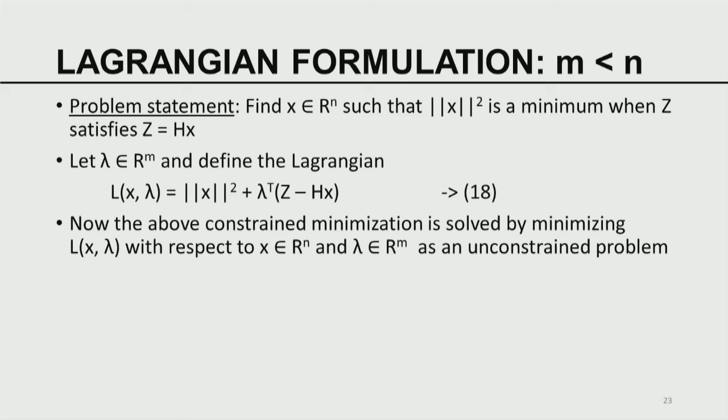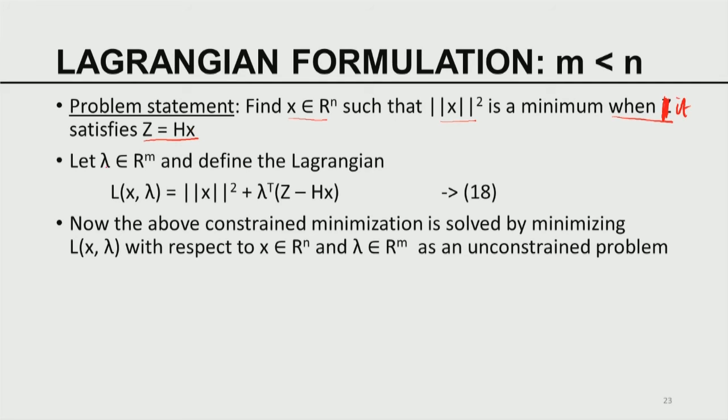So, what is the problem statement? How do I state the new version of the problem? Find the vector x belonging to R^n such that its norm is the minimum. Look at that now. I am not interested in any vector. I am interested in picking a solution with a minimum norm. But that x not only must have a minimum norm, it also must satisfy z is equal to h of x. So the problem statement is: find x such that the square of the norm is the minimum when it satisfies z is equal to h of x. That is the constraint, and the norm of x must be the minimum. We formulate this as a Lagrangian multiplier problem. So let lambda belong to R^m, because z is a vector in the m dimensional space, and h of x is a vector in the m dimensional space.